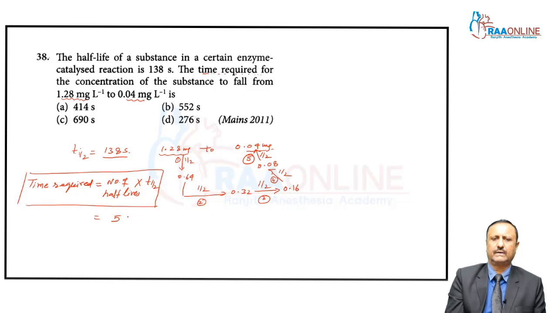What is the time required? The half life of the catalyst reaction is 138 seconds, as given in your question. So my dear students, when you multiply 138 by 5, you get 690 seconds, and for question number 38 you go to option C, because 690 seconds is present there.